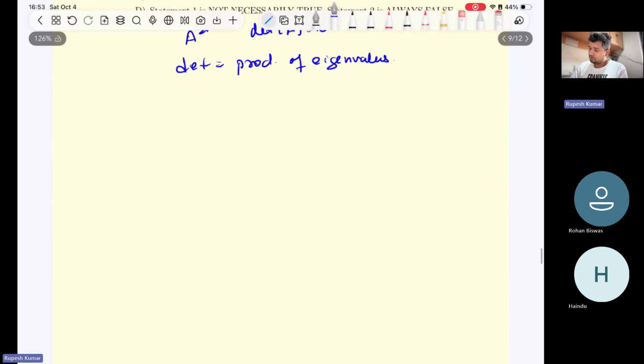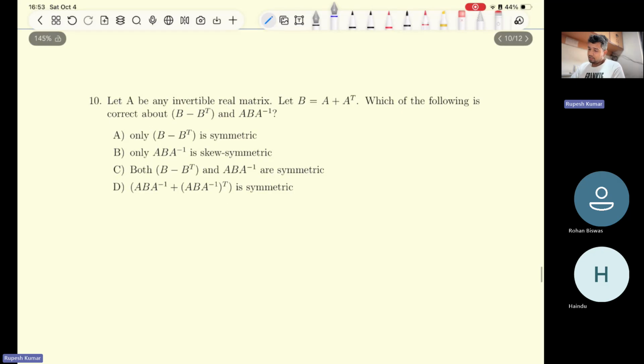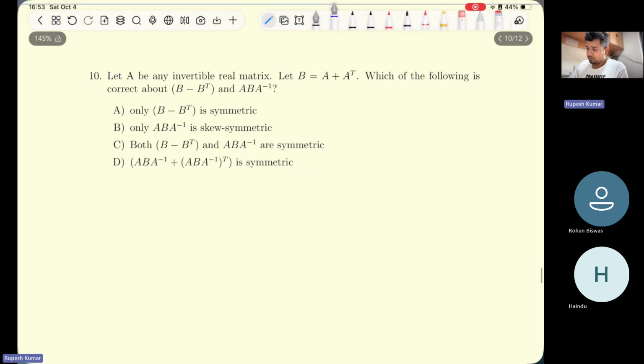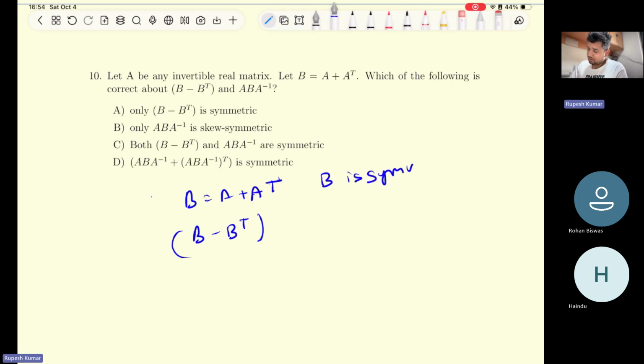Question number 10. Any doubts in question number 9? No, sir. Right. Question 10, let A be an invertible real matrix and B equals A plus A transpose. Then what is correct about B minus B transpose? A plus A transpose is symmetric, right? So B is symmetric, right? So B minus B transpose will be 0, right?